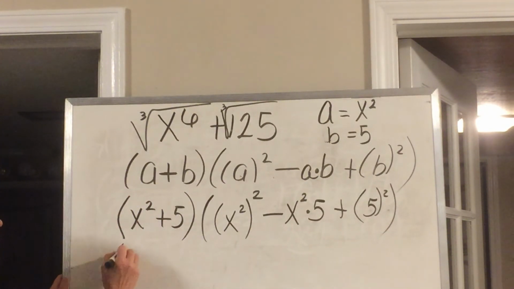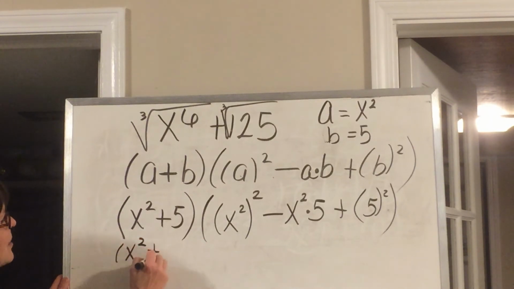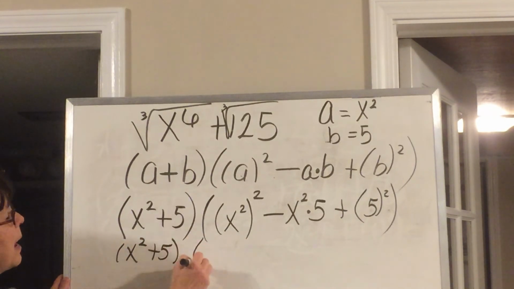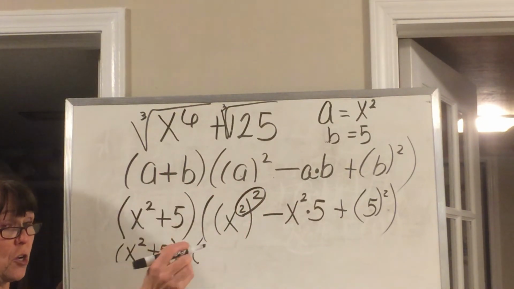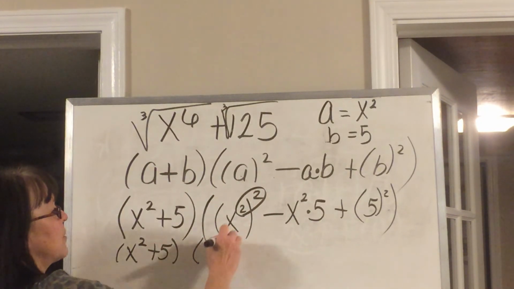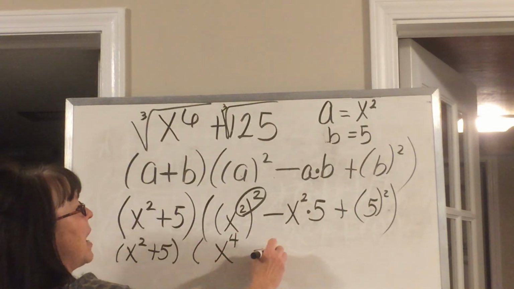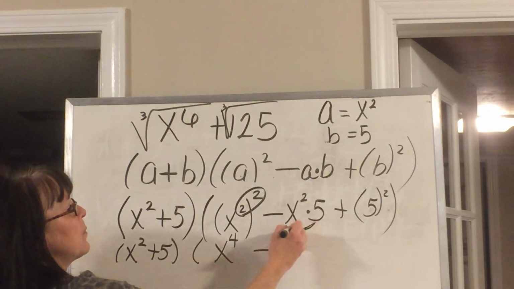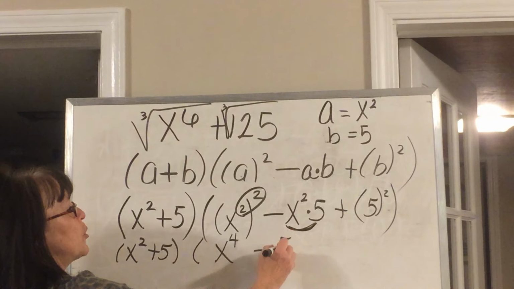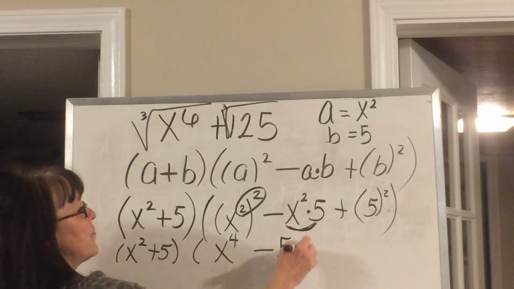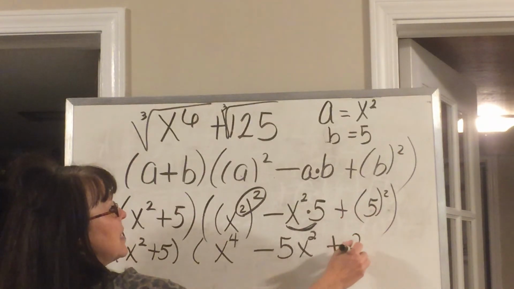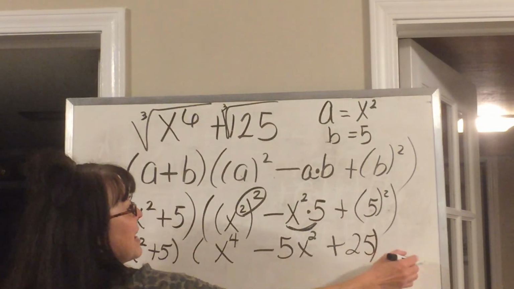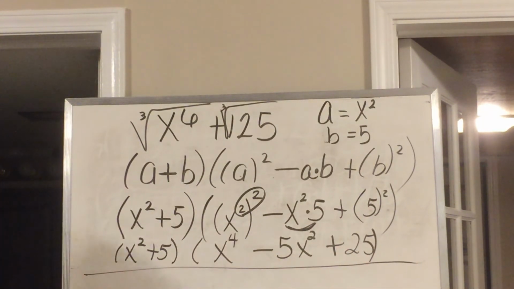Simplify. Well, again, this doesn't simplify, so bring it down. Power rule right here, so 2 times 2 is going to give you x to the 4th power, minus, multiply that, put your number first, then your variable, 5x squared, plus 5 times 5 is 25. And that is your answer.